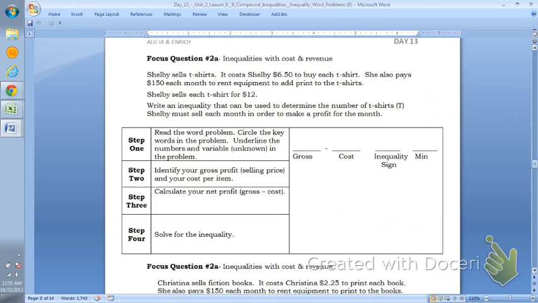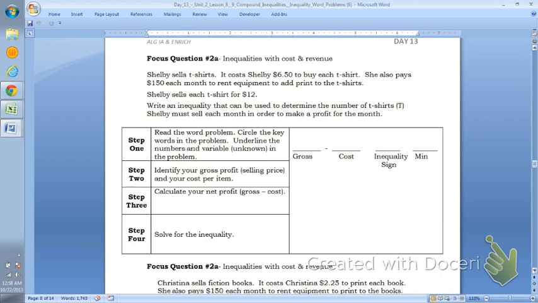In focus question 2A, these are inequalities with cost and revenue, where you're selling an item but it costs you something to make it. So step 1, read the word problem, circle the keywords in the problem, underline the numbers and the variables, the unknown. So let's first just read through the problem. Shelby sells t-shirts. It costs Shelby $6.50 to buy each t-shirt. She also pays $150 each month in rent, or to rent equipment and to print the t-shirt. Shelby sells the t-shirt for $12.